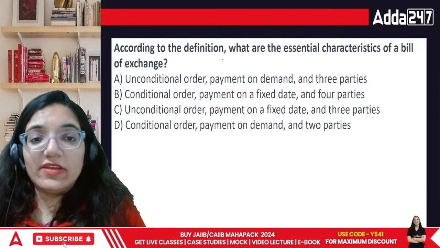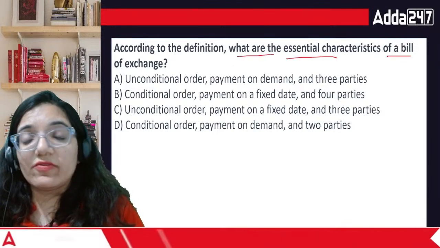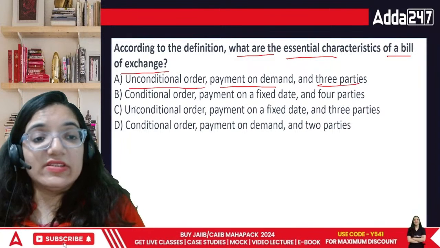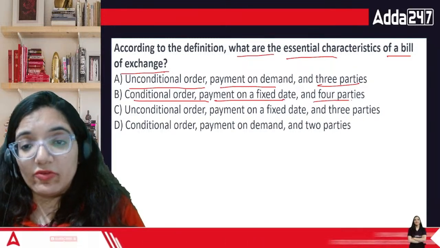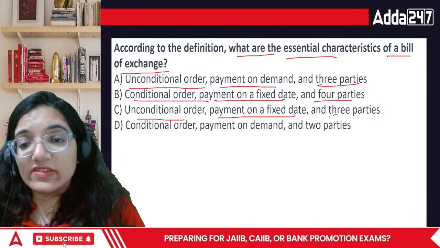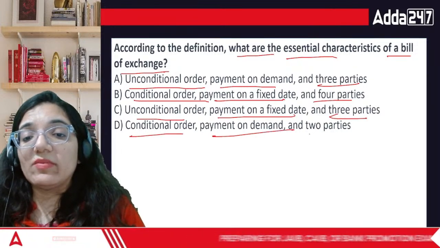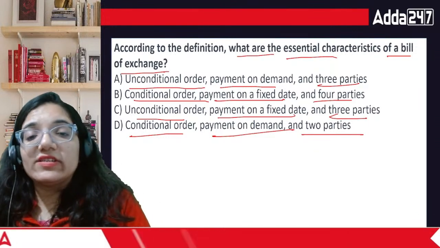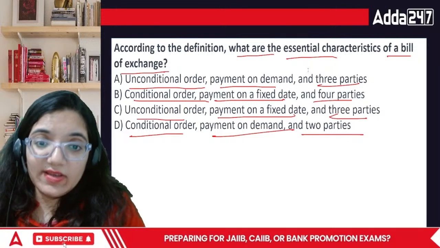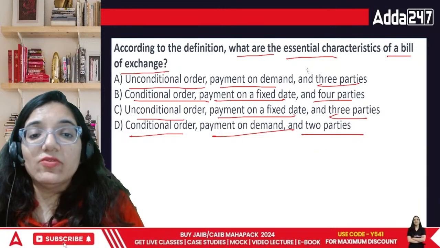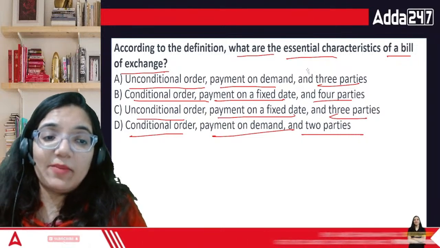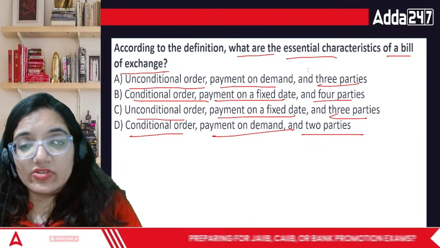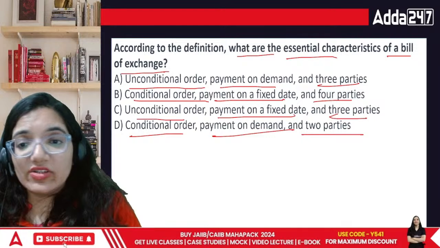Now comes, according to the definition, what are the essential characteristics of the bill of exchange? Unconditional order, payment on demand, and three parties; conditional order, payment on fixed date and four parties; unconditional order, payment on fixed date and three parties; conditional order, payment on demand and two parties. According to the definition, in this case there is no condition. One particular thing can be a hint for you: there is an unconditional order. They don't talk like, this will happen, that will happen, then we'll pay. It's an unconditional order. So can I say that at least these conditional options are over?